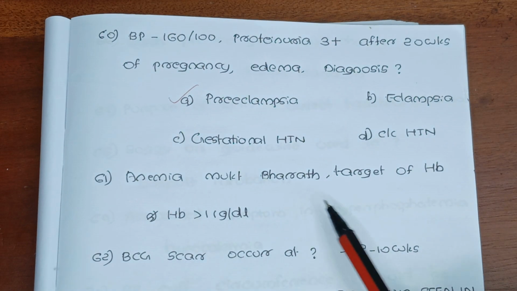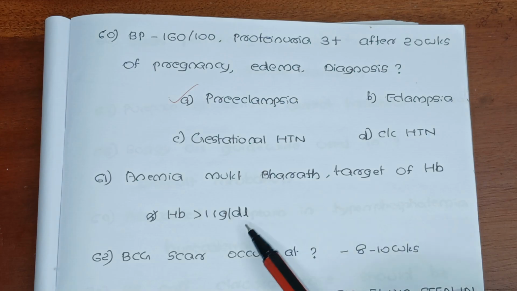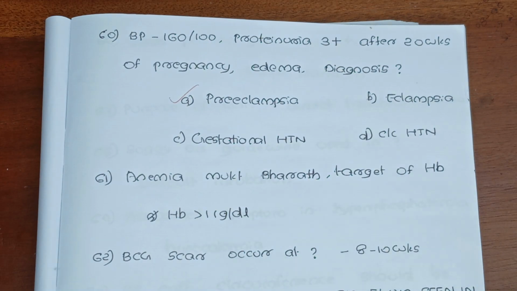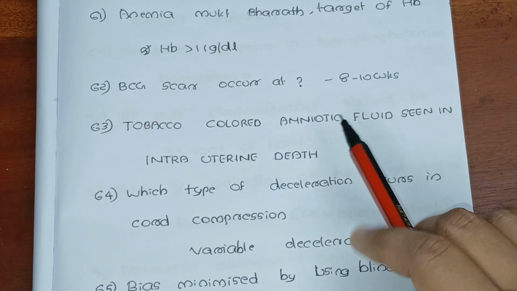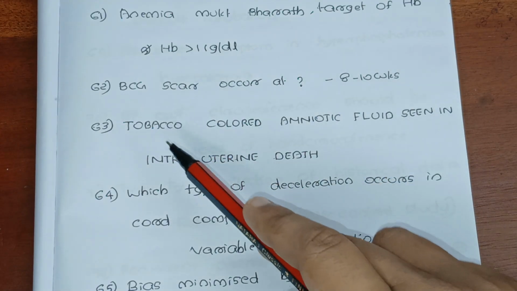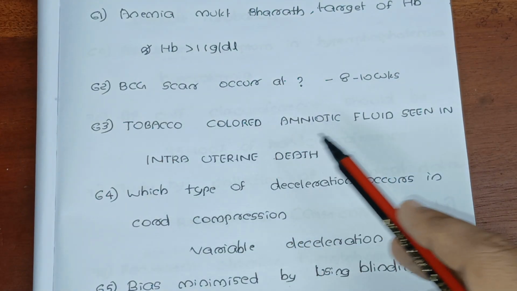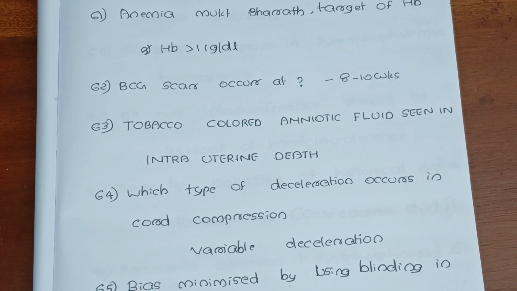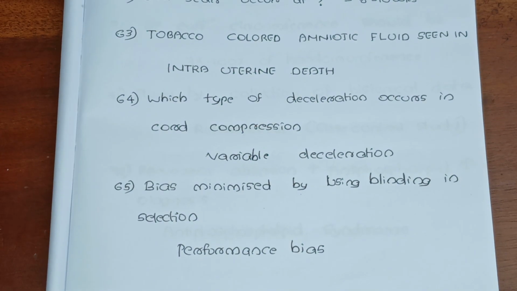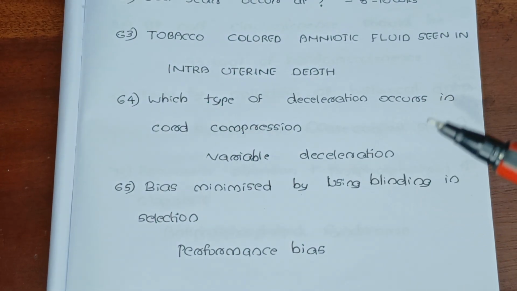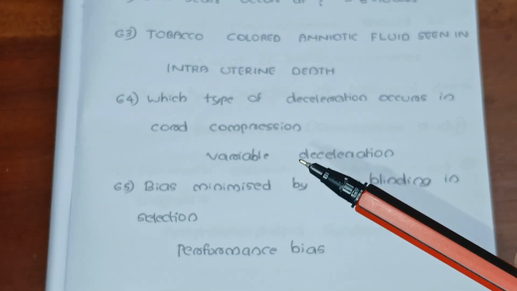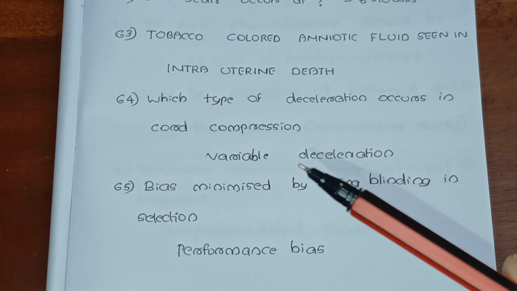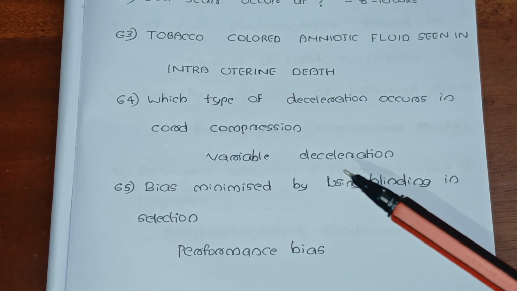61. Anemia Mukt Bharat target of Hb is more than 11 gram per deciliter. 62. BCG scar occurs at 8 to 10 weeks. 63. Tobacco colored amniotic fluid is seen in intrauterine death. 64. Which type of deceleration occurs in cord compression? Variable deceleration. In cord compression there will be variable deceleration.